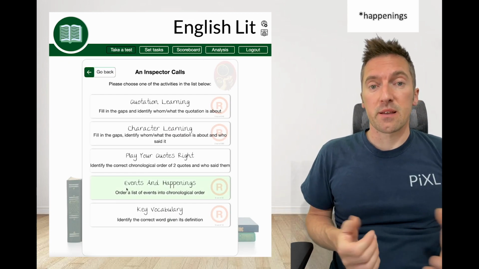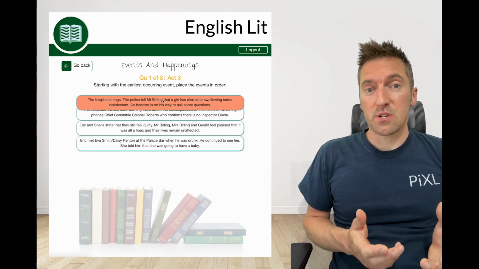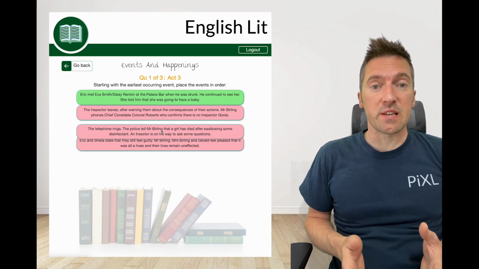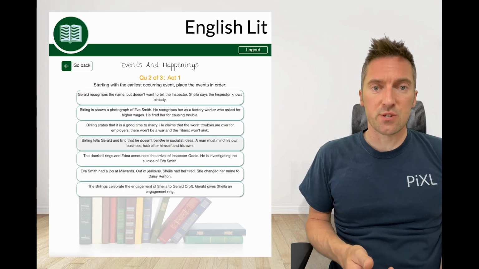With events and happenings, students are given up to 10 events. Students need to put each event into chronological order. Every time students attempt this activity, either more or less events will be shown to support or increase the challenge.